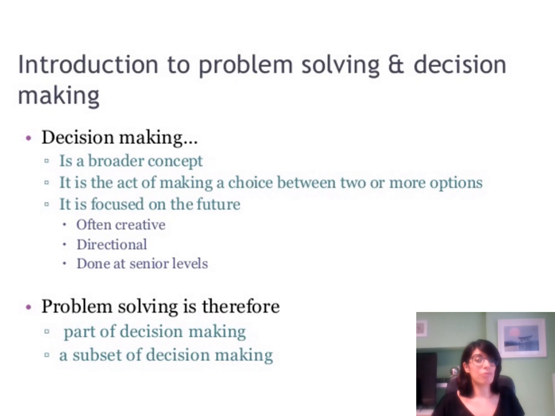So it's often quite creative, it's very directional, and it's done at the senior levels. So in other words, we can see here that problem solving is actually part of decision making, or may even be a subset of decision making.